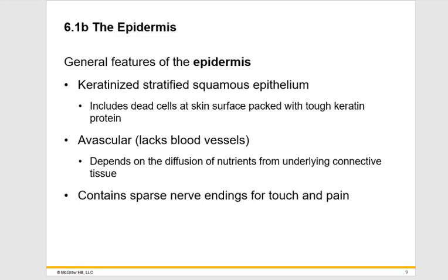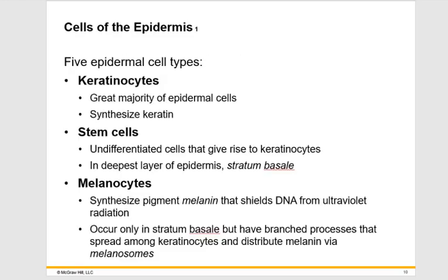So let's focus in a little bit closer at the structure of the epidermis. The epidermis, as I mentioned, is composed of keratinized, stratified squamous epithelial cells. It is avascular because it's an epithelial tissue. Within the epidermis on a microscopic level, we do have a couple of different cell types. I will discuss these different cell types in more detail in the function lecture.